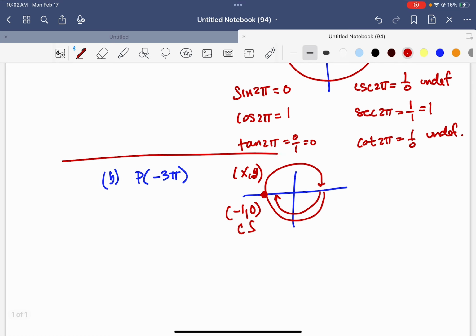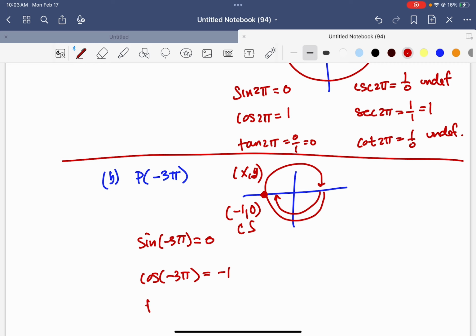So in this case, my sine of negative 3 pi is equal to 0. My cosine is equal to negative 1. My tangent is equal to 0 over negative 1, which is 0. My cosecant, because c goes with s, of negative 3 pi is equal to what? 1 over 0, which is undefined.